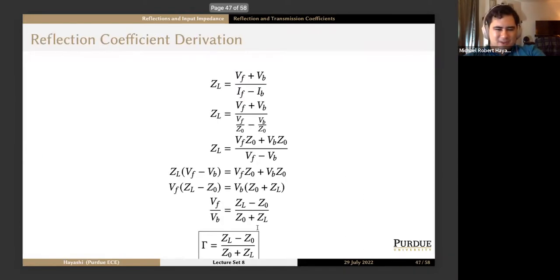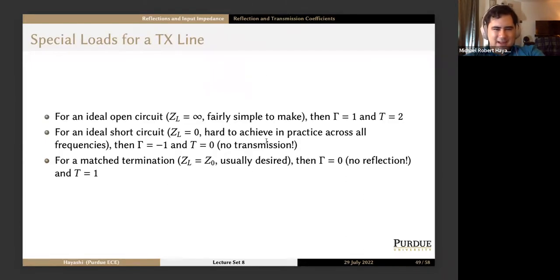So let's see what happens for special loads. What happens to gamma and T? For an ideal open circuit, which is fairly simple to make in practice, ZL is equal to infinity, you'll get that gamma is equal to 1. Everything that you send forward comes bouncing back at you, and T is equal to 2. So you basically have twice of what you send forward goes into the load. Kind of makes sense. There's no load for it to go into.